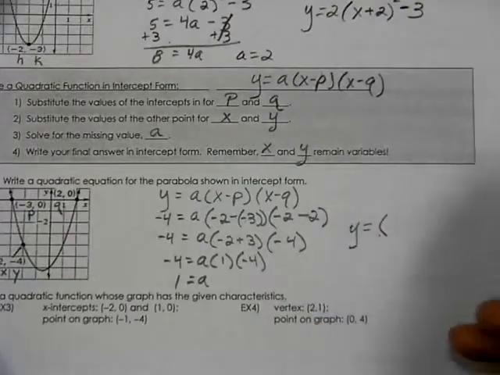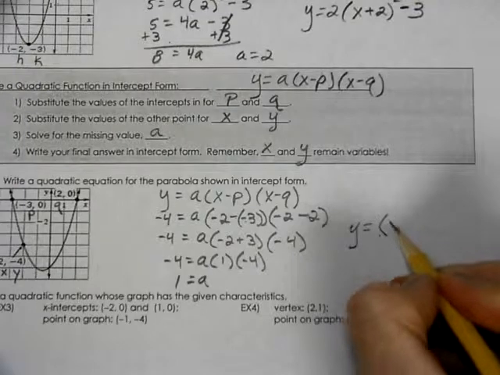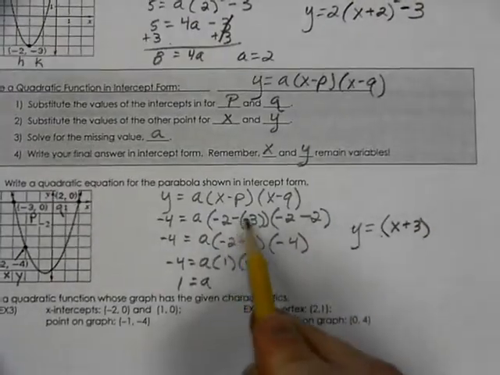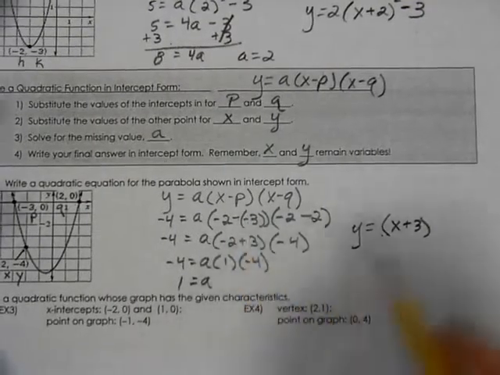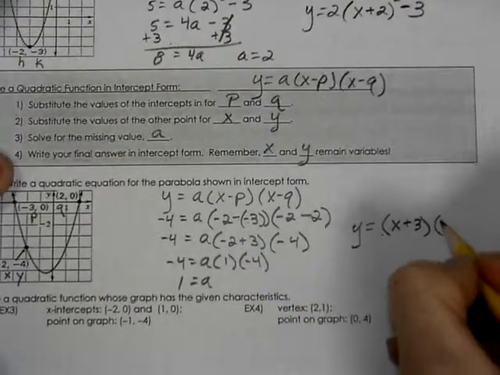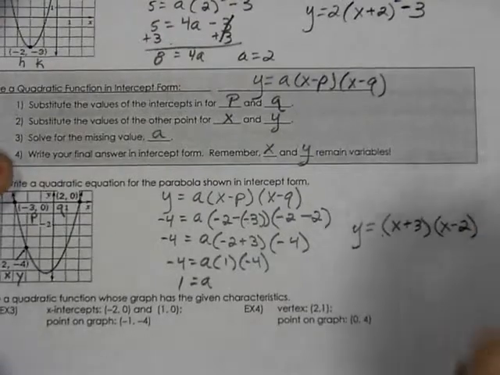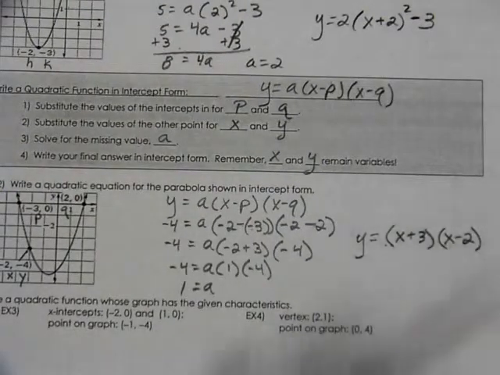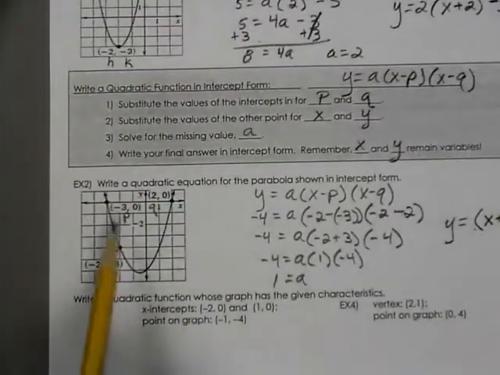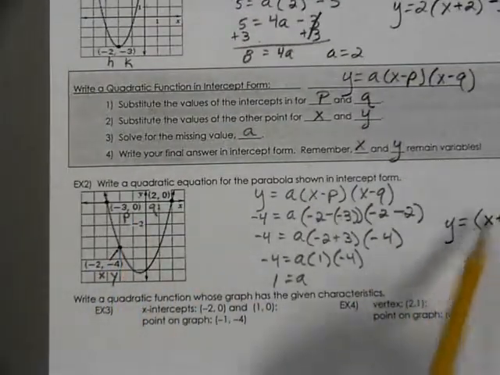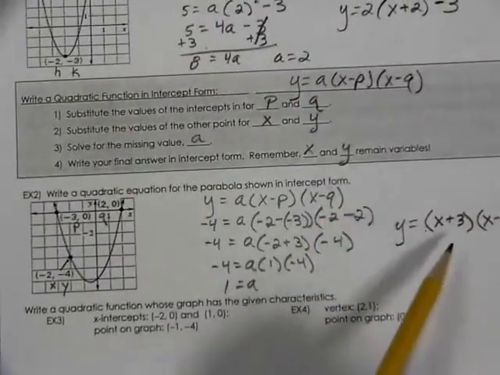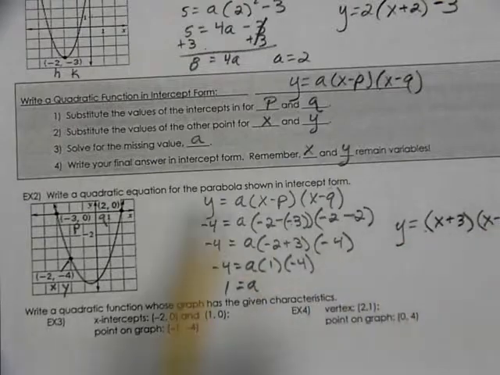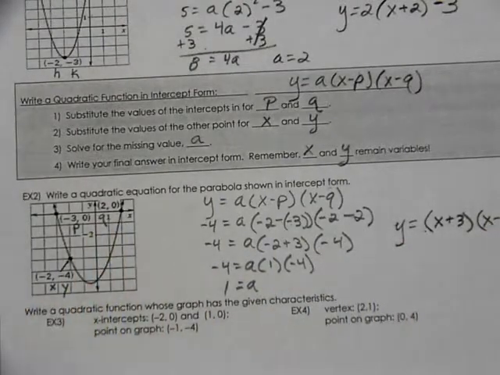We typically don't write that. X plus 3, because it's minus and negative. Minus and negative means plus. And X minus 2. Remember, what's inside the parentheses is always opposite of what it might look like. Looking at the picture, this says X plus 3 for your equation, but it goes 3 to the left. This is X minus 2, but it goes 2 to the right.